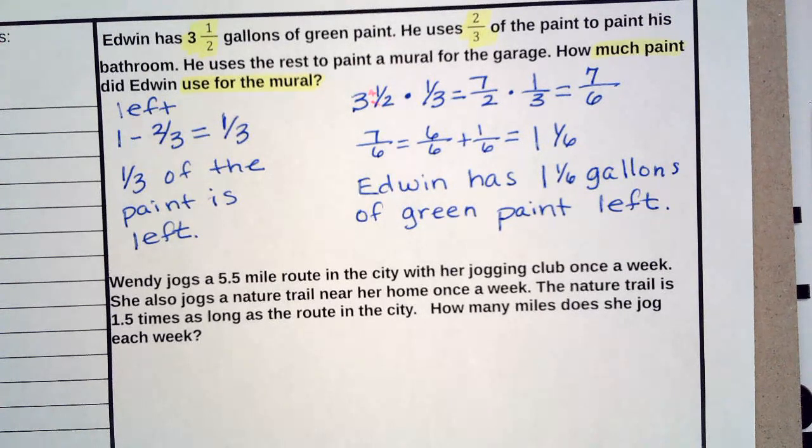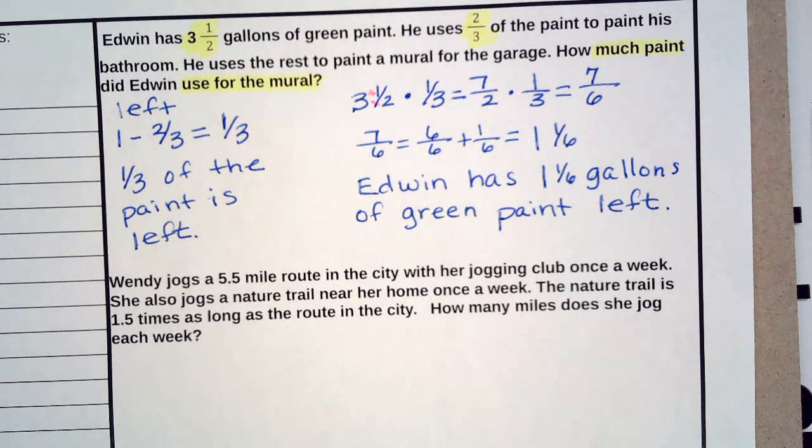Okay, Wendy jogs a 5.5 mile route in the city with her jogging club once a week. She also jogs a nature trail near her home once a week. The nature trail is 1.5 times as long as the route in the city. How many miles does she jog each week?